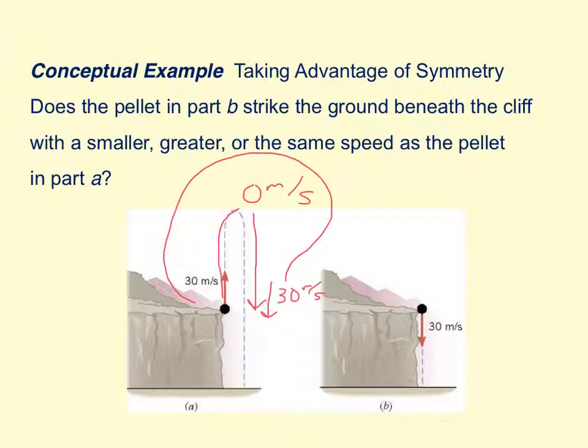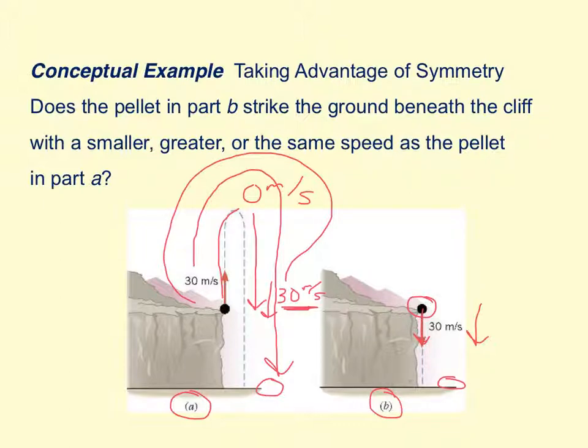So if pellet B is thrown with a negative 30 meters per second velocity, and pellet A here is thrown up in the air and falls back down to this spot and starts at negative 30 meters per second, or downward 30, then they end up hitting the ground at the same exact speed. Because the only difference is, instead of just throwing it downwards at 30 meters per second like it is in part B here, this one went up, stopped, sped back up to 30 meters per second, and then went back down. So they end up being at the same speed at the bottom.